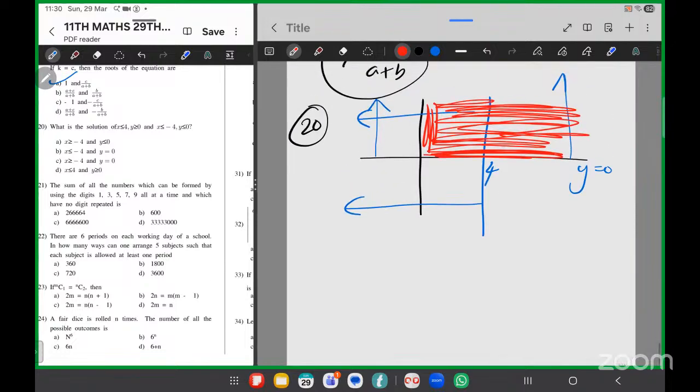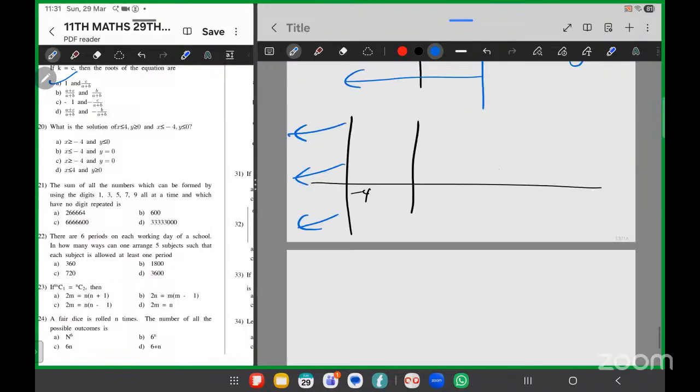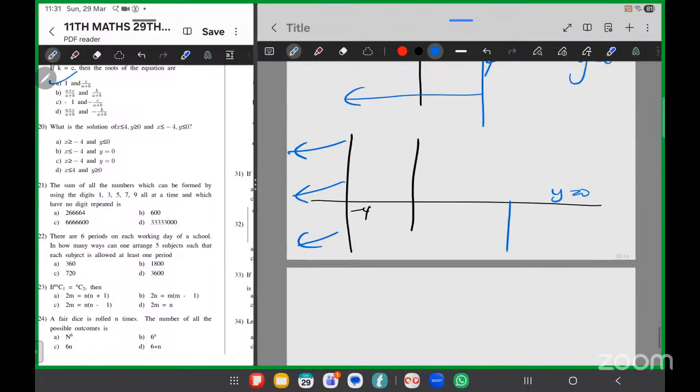The second case, x less than minus 4. X less than minus 4 means this is minus 4 and we will be able to see this is the solution. And y less than 0 means this is y equal to 0. Y less than 0 means this is the area. So the common area is this only.